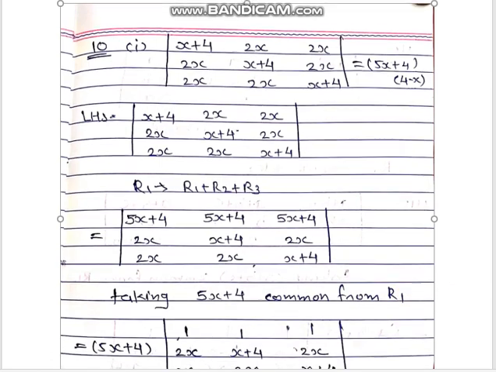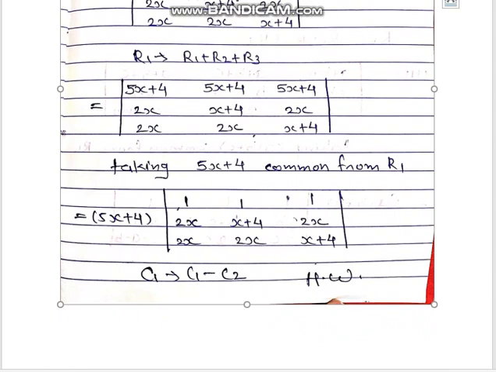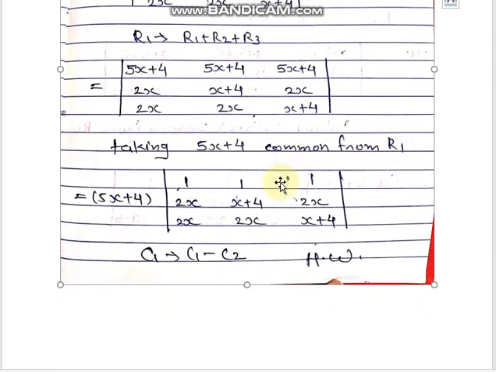Okay, got it? So 5x plus 4 common, we will have 1, 1, 1, 2x, x plus 4, 2x, 2x, 2x, x plus 4. Now see what you can do. If we subtract second column from first one, so 1 minus 1 will be 0. We try to get maximum 0, so that for expansion we will be like with 0 we can expand it very easily. So 1 minus 1 will be 0.